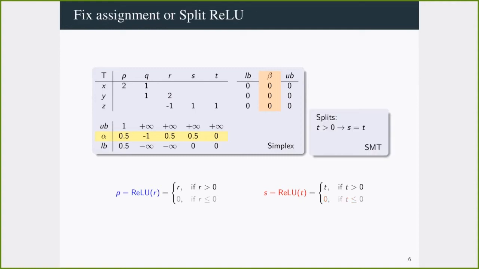In this case, let's guess that the broken ReLU should be in the active phase and add the equality between variables s and t to the problem. Such guesses, as well as any related inferences and backtracking, are handled using the SMT techniques. Using this new information, the simplex can now find a new satisfying assignment for all the constraints involved.